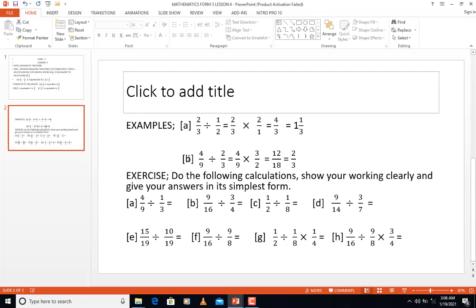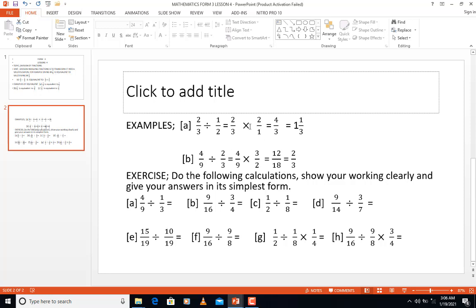Now let's look at example 2. 4 over 9 divided by 2 over 3 is equal to 4 over 9 multiplied by the equivalent of 2 over 3. What is the equivalent of 2 over 3? It is 3 over 2. So you multiply the numerators alone and the denominators alone. Then you simplify. 12 over 18 can be simplified to its simplest form by dividing by 6, which gives 2 over 3. So your final answer is 2 over 3.